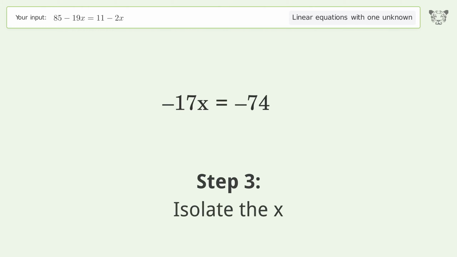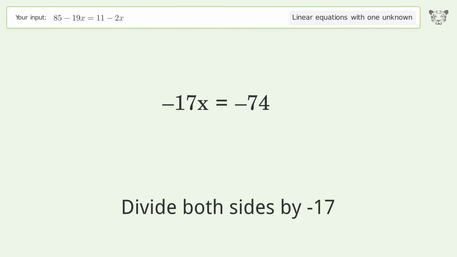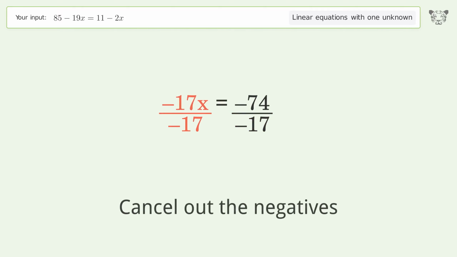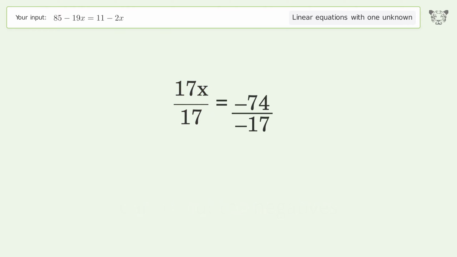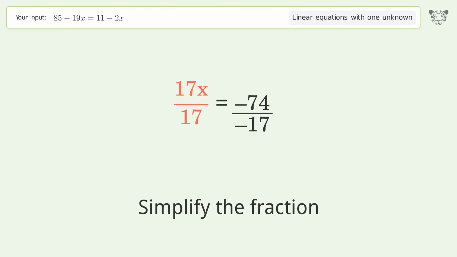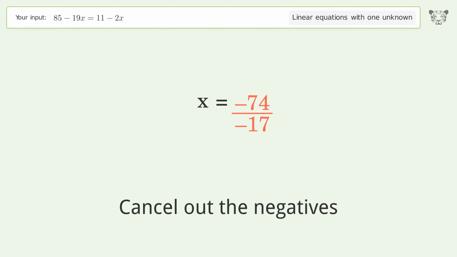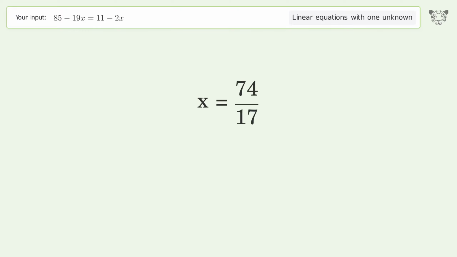Isolate the x. Divide both sides by -17. Cancel out the negatives. Simplify the fraction. Cancel out the negatives. And so the final result is x equals 74/17.